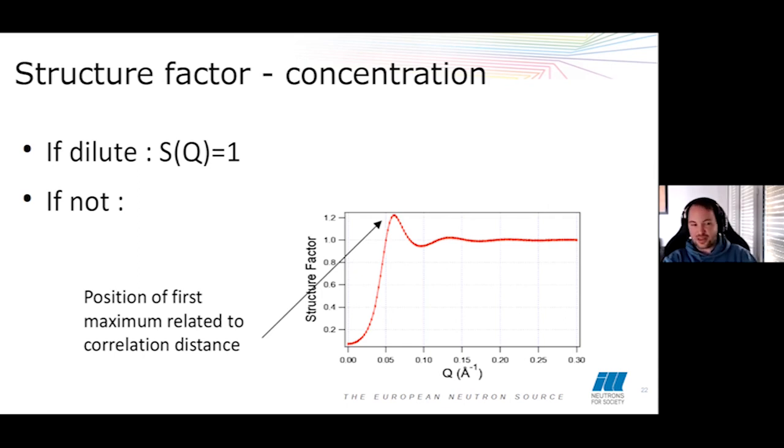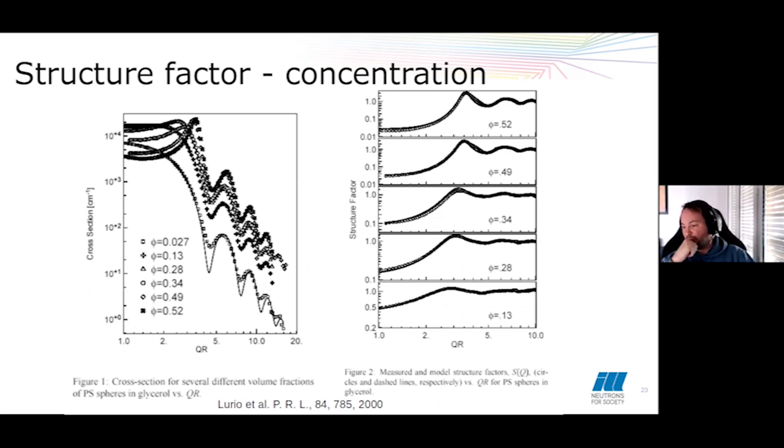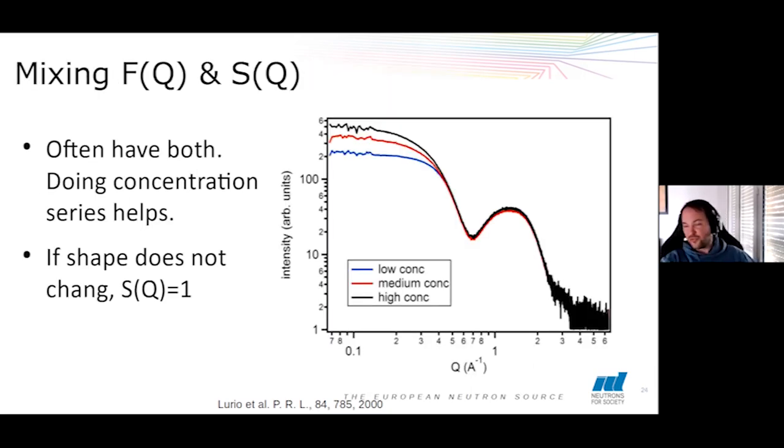Here's an example of polystyrene spheres in glycerol. If we take a very dilute system, which are the lower open cubes, we have a signal resembling the ones we saw before. But then, increasing concentration, first we see an increase in signal with all the features still there and nothing too different. But once we get to higher concentration, the first thing we see is an increase with the first peak before seeing the rest. So those points are a telltale that we have a structure factor that is not equal to one. Because we often have a mixing of the form factor and the structure factor, it is useful to do a concentration series.